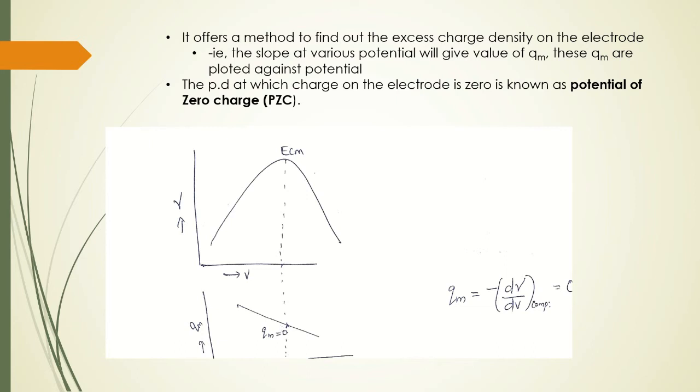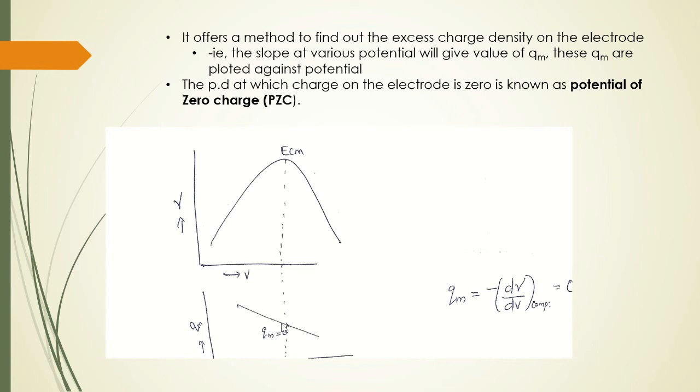And this gives a plot of electrode charge as a function of cell potential. It can be seen from the Qm versus potential curve that the charge on the electrode starts with one sign and then changes its sign after passing through a value of 0. So the potential difference across the system at which the charge on the electrode is 0 is known as the potential of zero charge, or PZC, and is given by the condition Qm equals 0.